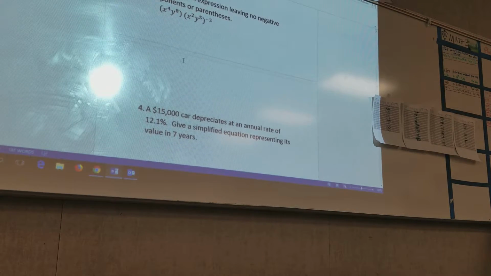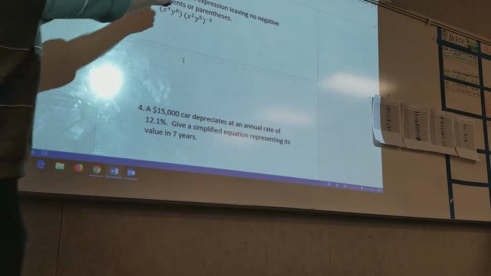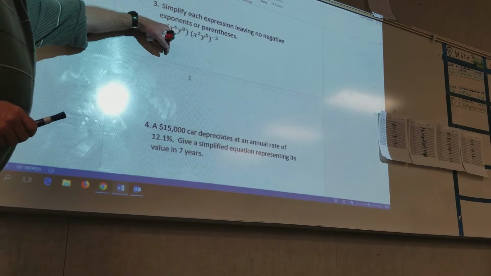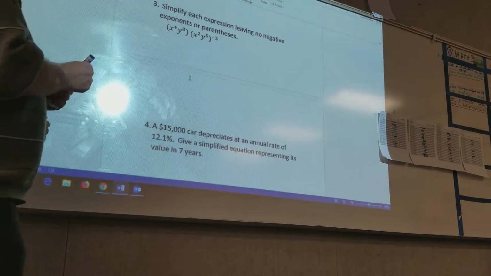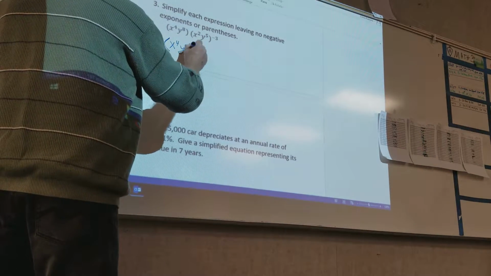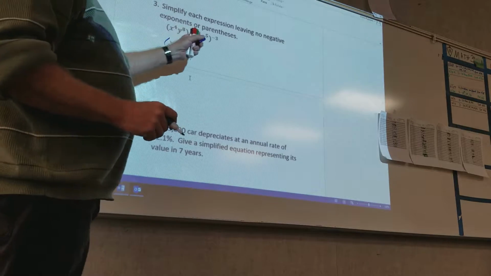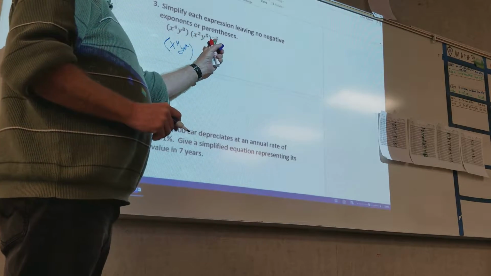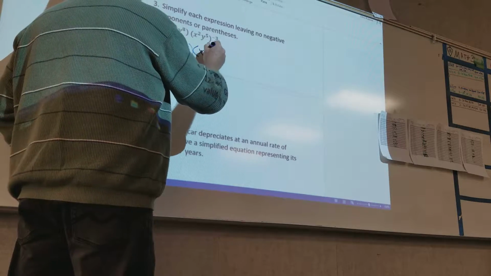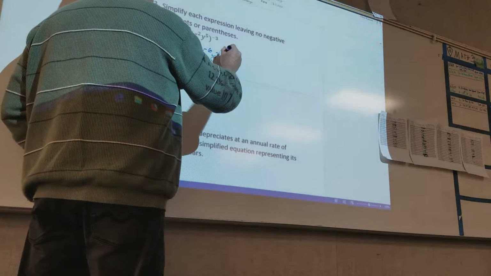I'm going to simplify the expression. There's nothing to simplify with this one on the left, not much to do with it. A couple of ways we can go about this, but following your rules, power to a power, what do I do with the exponents? Multiply. That becomes x to the -6, y to the -15.